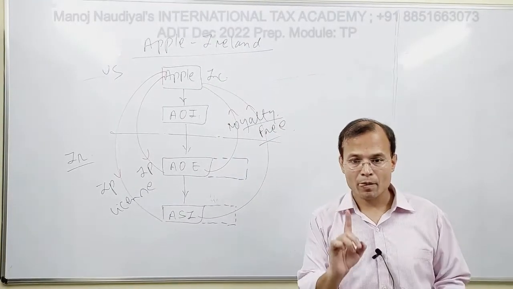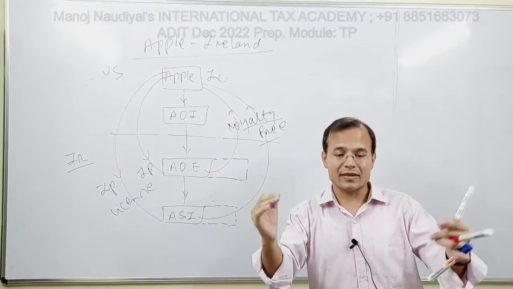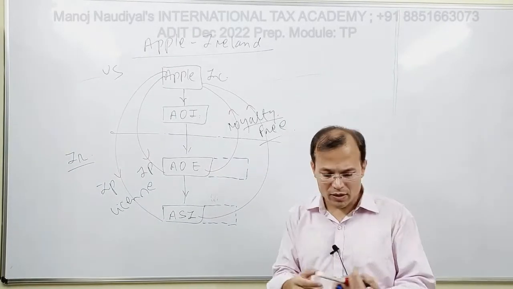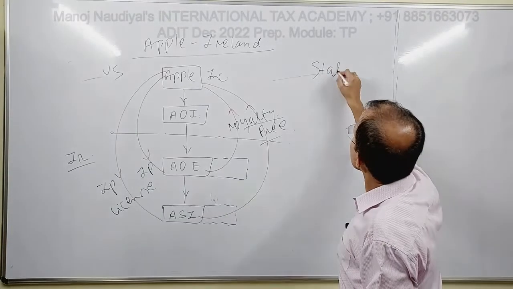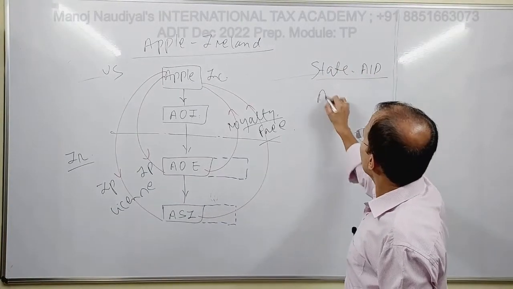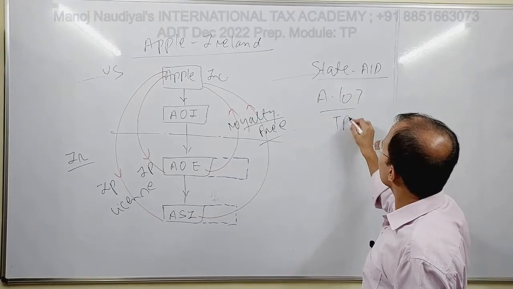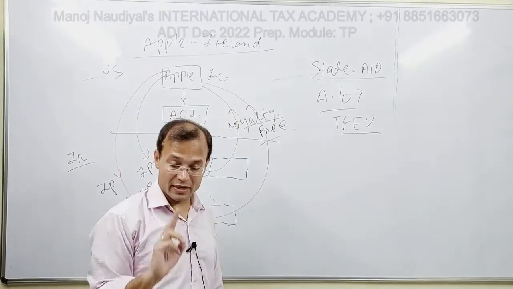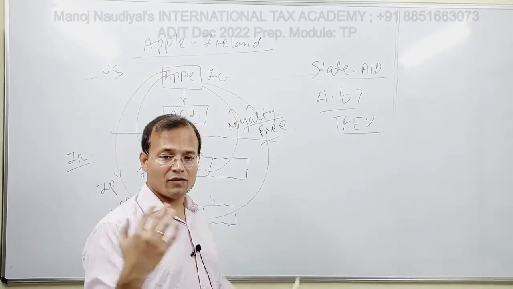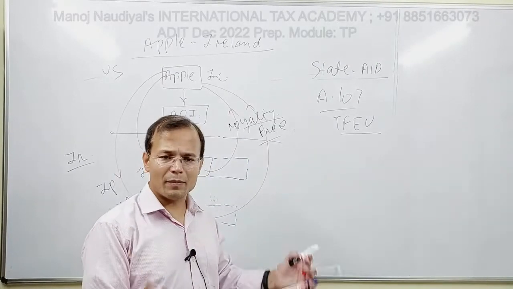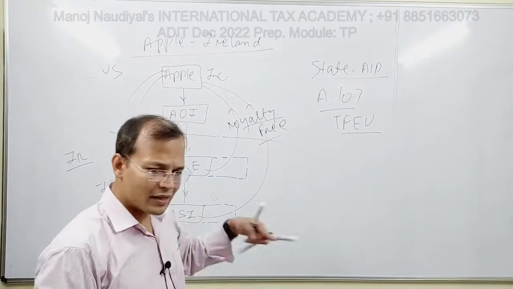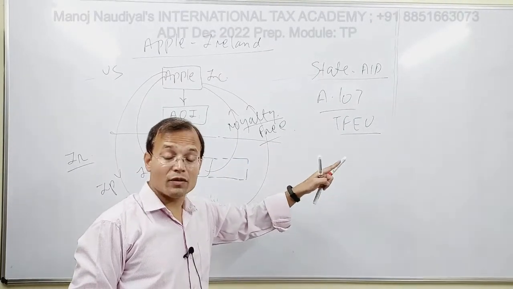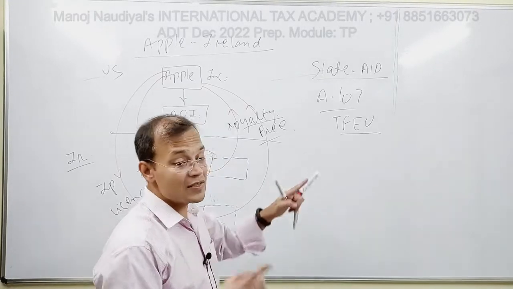Fine. This was basically a state aid case, that is European Commission versus Apple and Ireland. European Commission state aid case under Article 107 of TFEU, Treaty on the Functioning of the European Union. One of the two treaties which form the fundamental basis of the European Union. The other one is TEU, Treaty on the European Union. Article 107 of the Treaty on the Functioning of the European Union deals with state aid law.